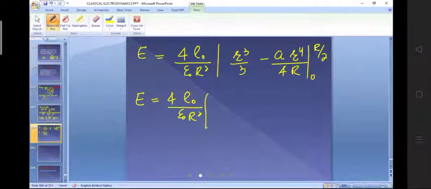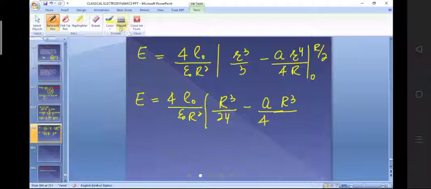Then here will be r by 2 whole cube, so it will be equal to r cube. 2 cube is 8, 8 times 3 is 24. So here will come 24 minus a divided by 4 times r. Let's cancel one r. Then r to the power 4 gives r cube divided by 2 to the power 4, which is 16, so here will come 64 below. I am minimizing the steps here because we have less than 3 minutes now.